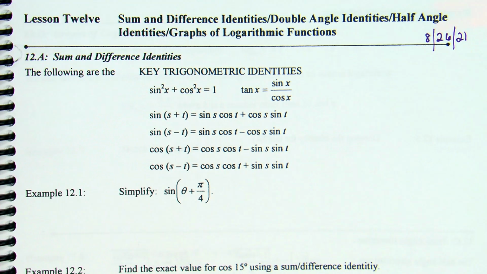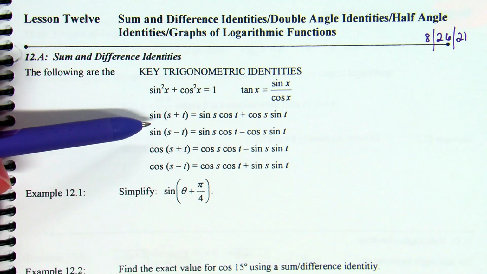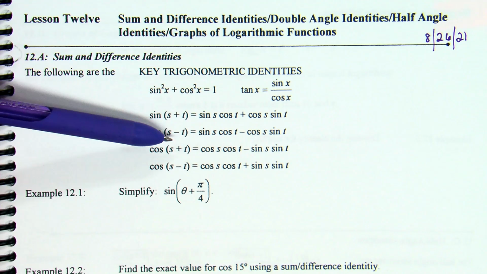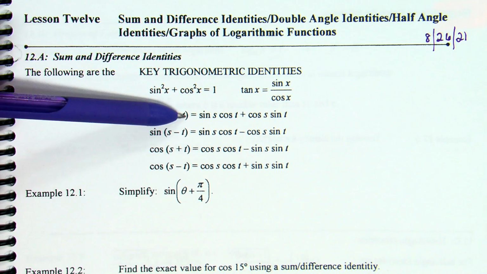And then these 4 all fall together under the sum and difference identities. So know how they go. When you have sine, it's always sine, cosine, and then cosine, sine. And the addition subtraction sign matches. So if it's sine of 2 items being added, then we'll say sine of the first, cosine of the second, plus cosine of the first, sine of the second.